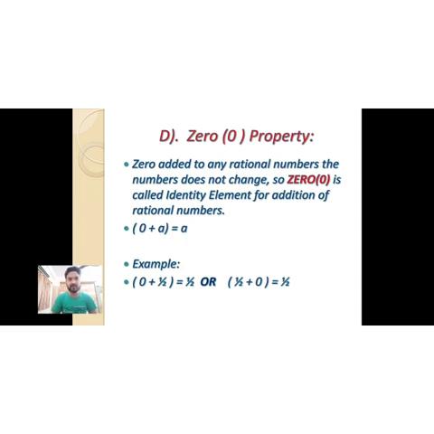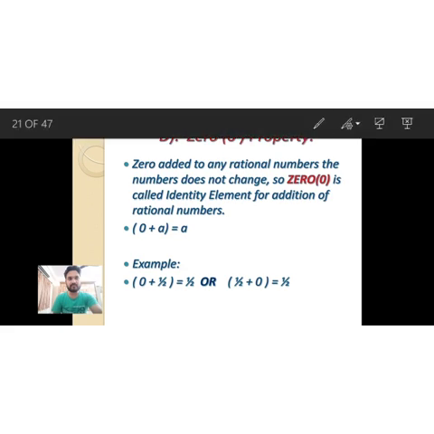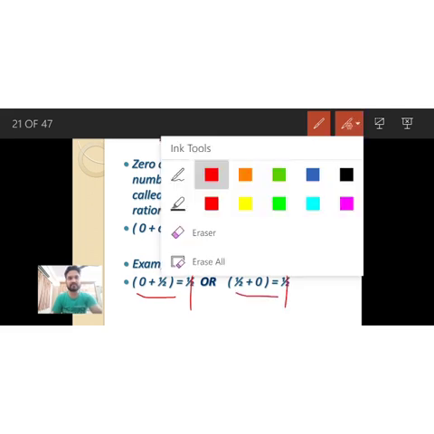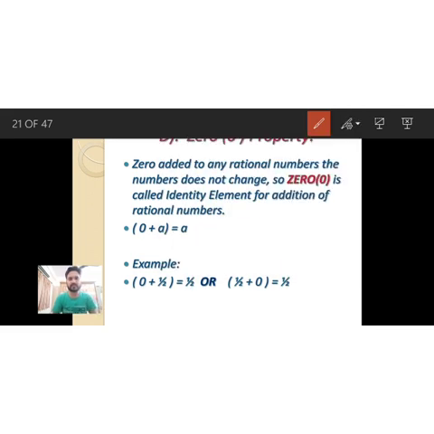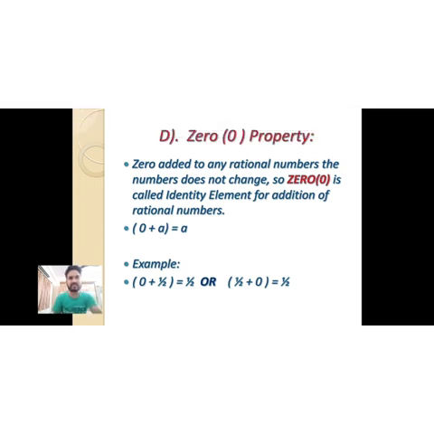So 0 is called the identity element of addition of a rational number. Example, 0 plus half equals half, or half plus 0 equals half. Okay, so there is no confusion. If we add 0 to any rational number, the answer is the same. This is the zero property in addition.